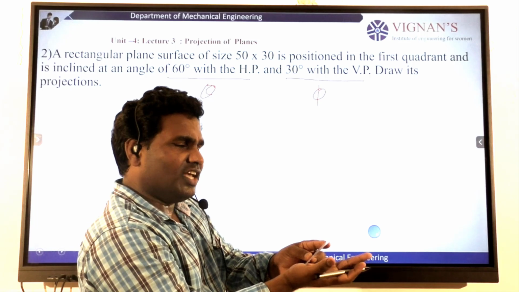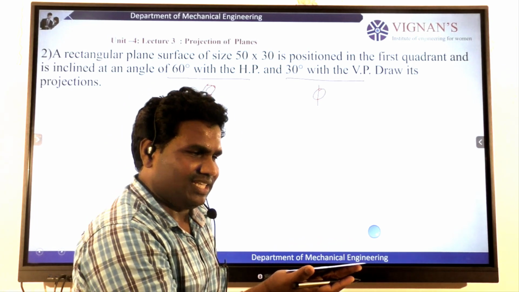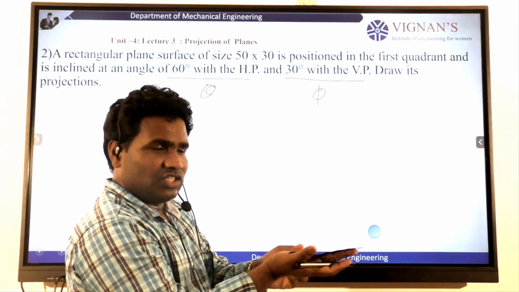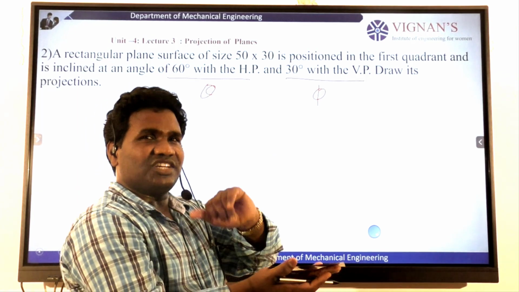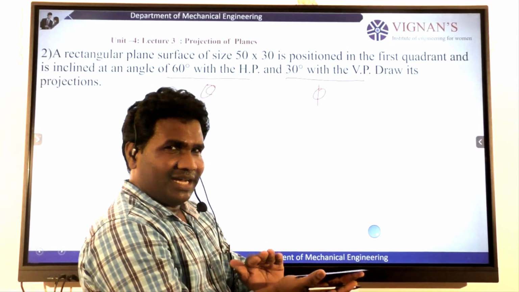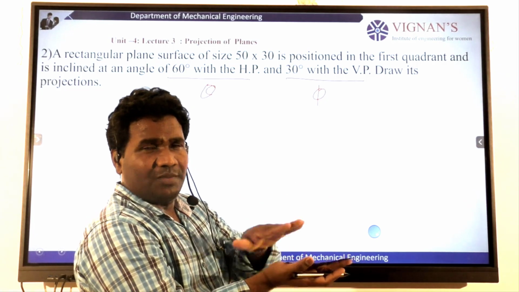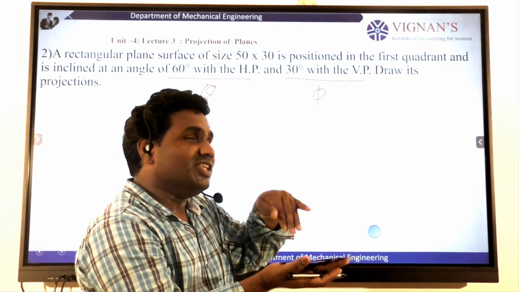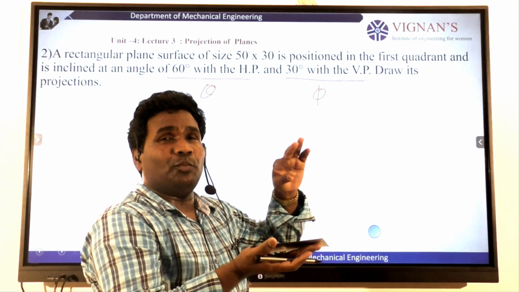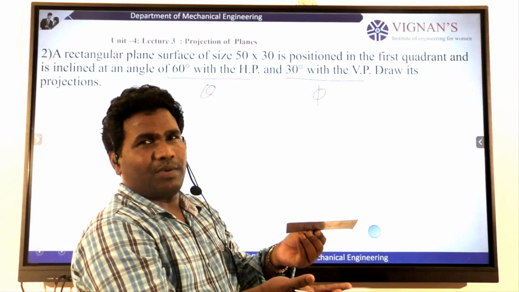If we remove inclination with HP, the plane is positioned like this. What is this position? In yesterday's class we discussed: whenever the plane surface makes an angle with any other plane, in the initial position we have to position the plane as totally resting on HP, or parallel to HP.